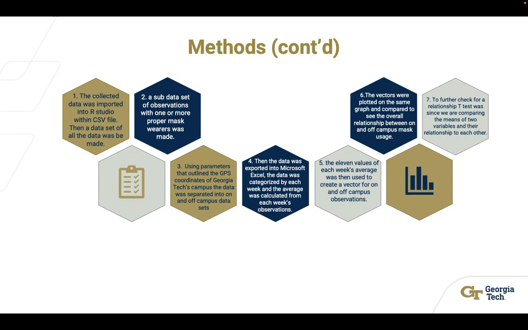The data was then exported into Microsoft Excel and categorized by each week based on the 2 sub-data sets, and an average number of mask wearers for each week was calculated for the 2 sub-data sets. From there, the average values were used to create a vector for on and off-campus observations, and the vectors were plotted on the same graph to compare and see the overall relationship between the 2. To further check for a relationship, a t-test was also done.